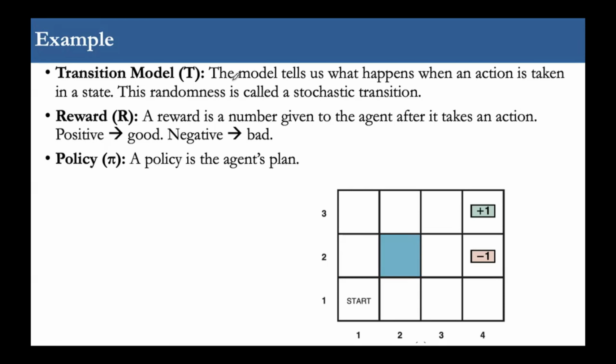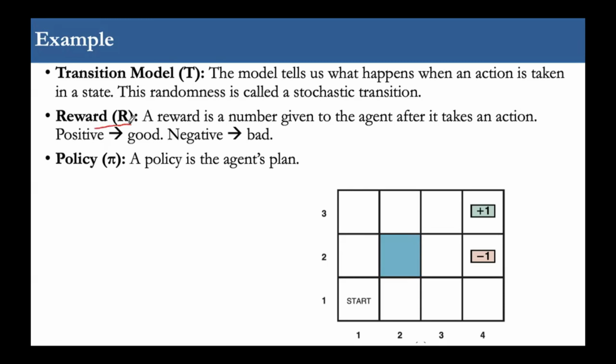Sometimes the outcome is not always the same. That is an uncertainty. For example, the transition model provides an 80% chance of moving in the intended direction, and a 10% chance of slipping from the intended direction. So we have the probability value. This randomness is called a stochastic transition.